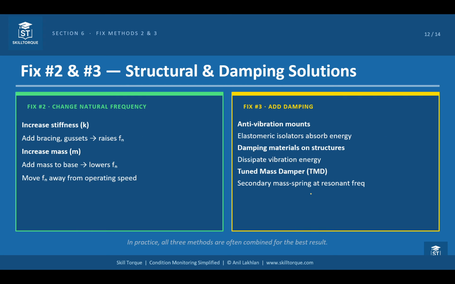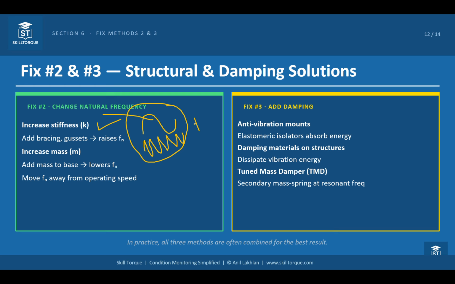So if we can't change the operating speed, we can change the machine's natural frequency instead. You remember the formula that we have discussed before. Natural frequency directly depends on the stiffness and the mass. So if we increase the stiffness, by adding bracing, stiffening the base frame, or adding some support to the structure, what will happen in this case? We are increasing the stiffness, so the natural frequency will rise, right? It will move it away from the operating speed.